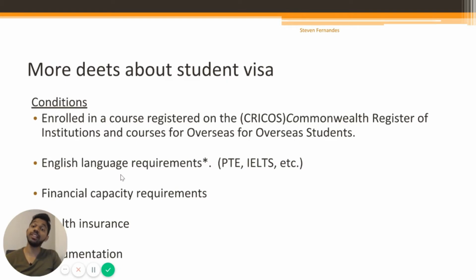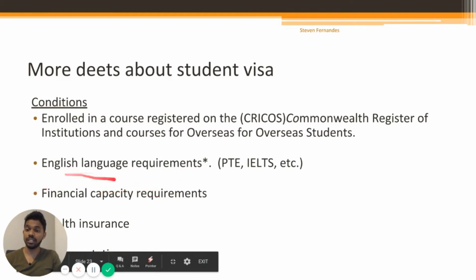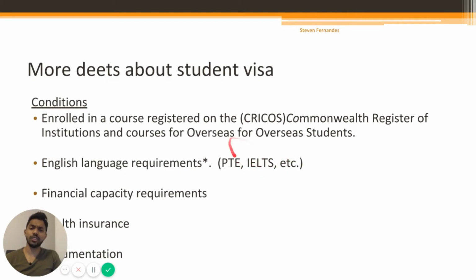You need to fulfill the English language requirements. The reason there's a star here is that some countries are exempt from this. If you're from the UK, the USA, South Africa, and I think a few other countries, you do not necessarily need to take this test. The test you need to take if you're not from those countries is the PTE Academic or the IELTS. You can take one of those English tests to prove that you have a good enough level of English to live in this country and study.